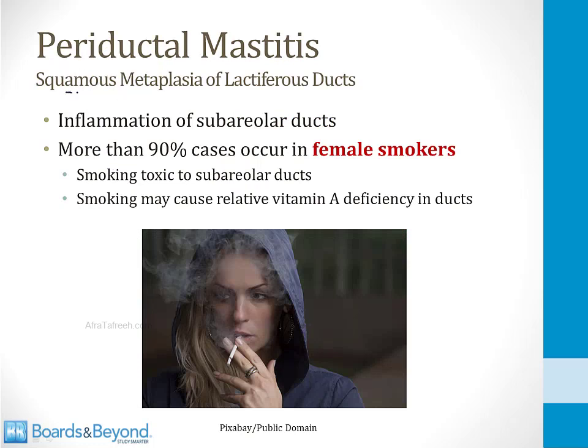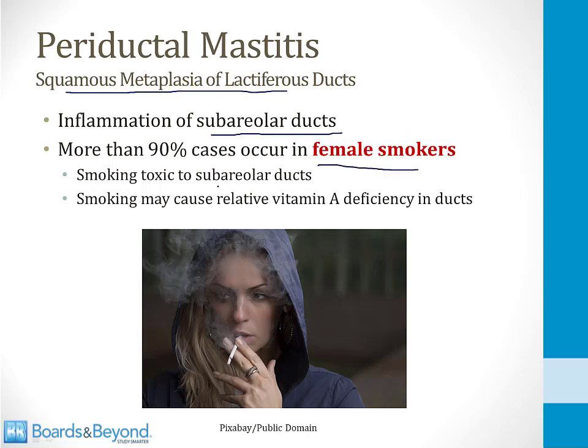The other type of mastitis is called periductal mastitis. It's also called squamous metaplasia of the lactiferous ducts. I'll explain why it gets these names in a minute. In this condition, there's inflammation of the subareolar ducts, so it's the ducts of the breast right below the areola and the nipple. And more than 90% of cases of this condition occur in female smokers.